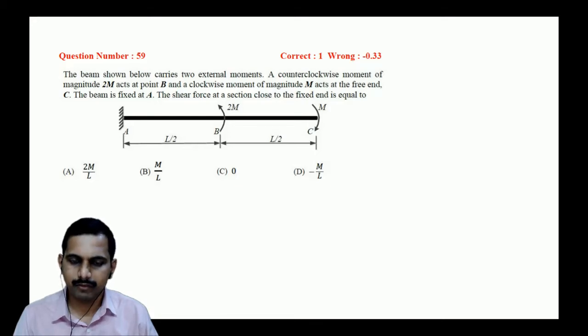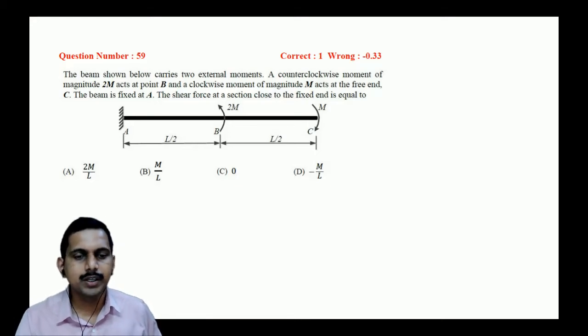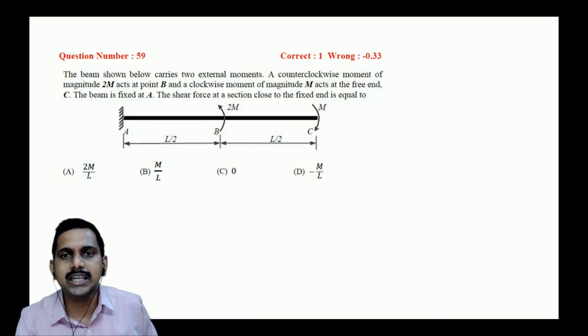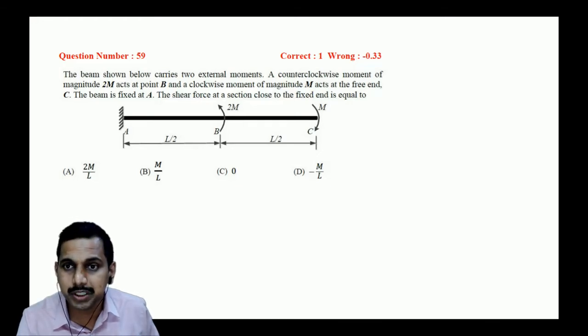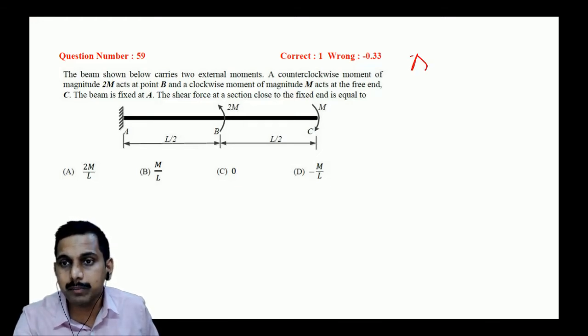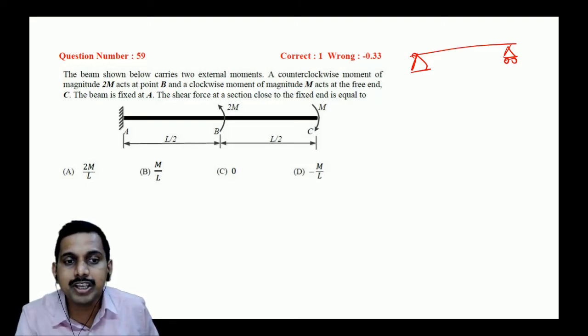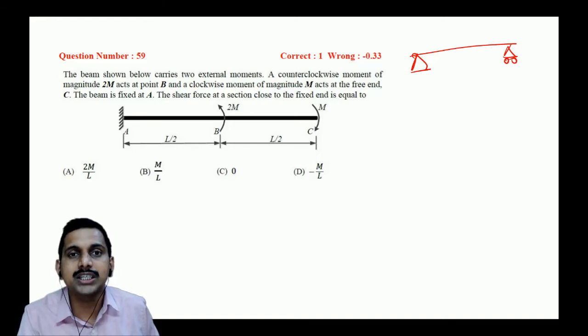Sir, 0. Very good. Very good. Now this has to come very fast. Why? Because when there is moment only, and this is a cantilever beam, not a simply supported beam. If it was a simply supported beam, yes, then these supports, roller support or hinged support, cannot give any moments. So they have to give moments in terms of forces. But here, a cantilever fixed beam can counter this in terms of moments.